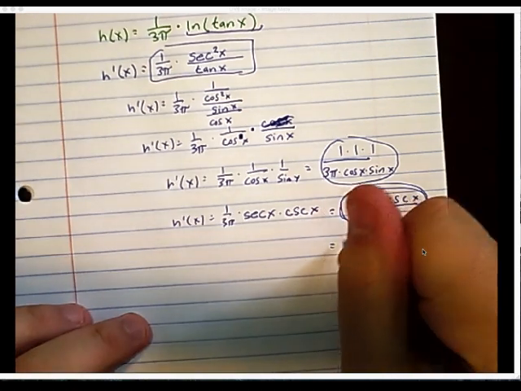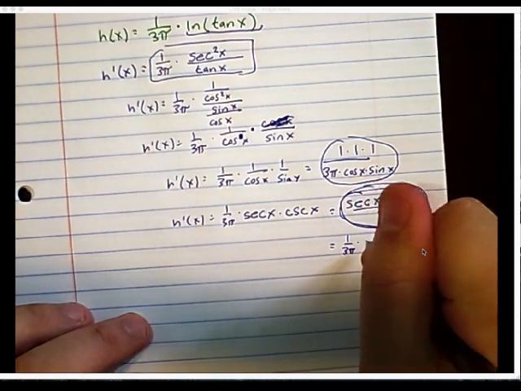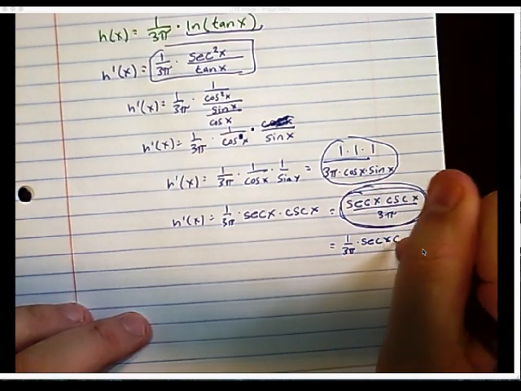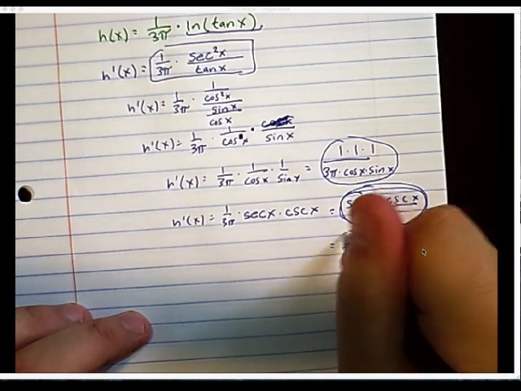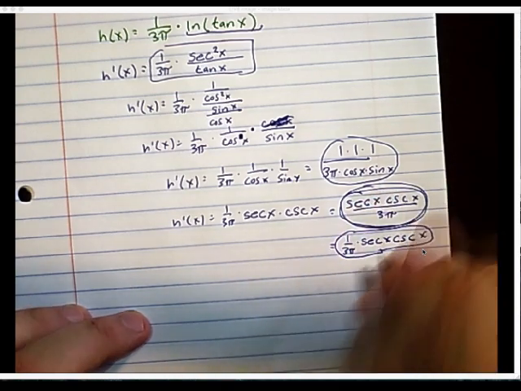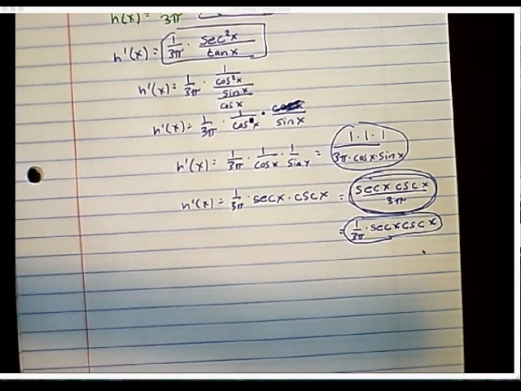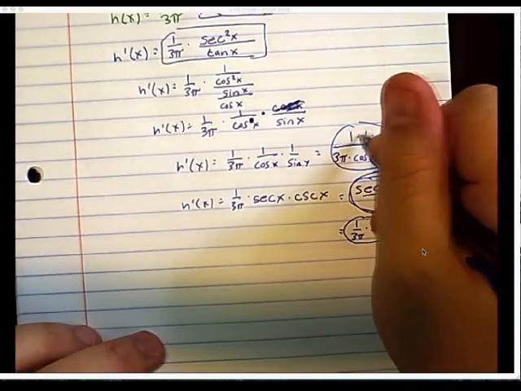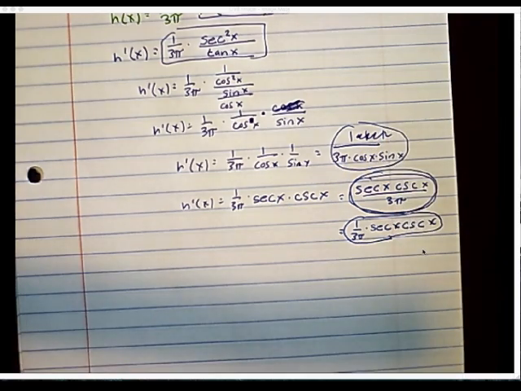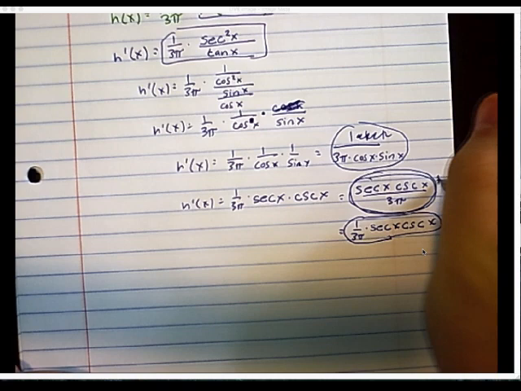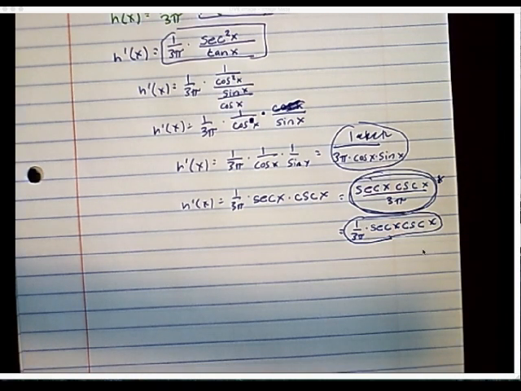Or 1 over 3 pi secant of x, cosecant of x. They could write it like that too. So one of those 3 methods, one of those 3 answers would probably be there. Most likely it would be this one, if it was multiple choice.